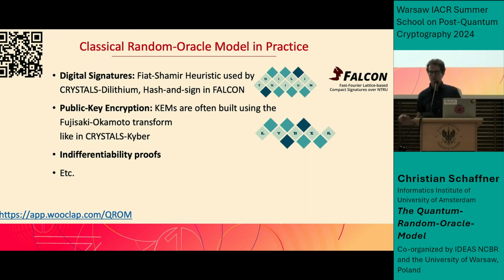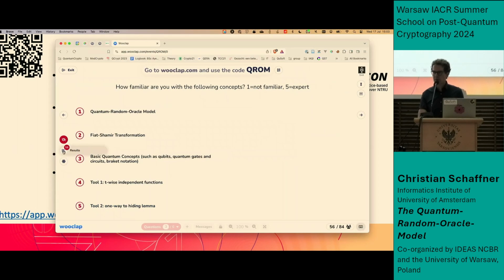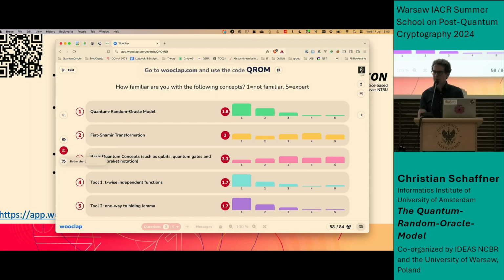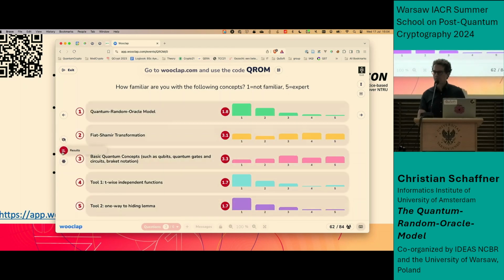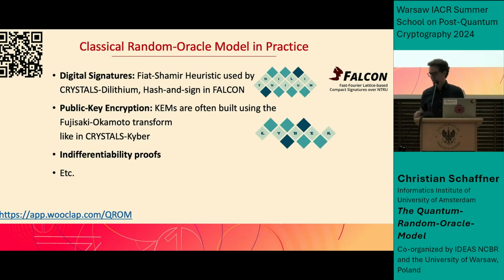Maybe now is a good time to actually show the statistics. Wow, you're back to a lot of people. It's great. I think there's even a radar chart. So you can see that people are quite familiar with basic quantum concepts, which is nice, and this will help for the rest of the talk. At least half of the people have seen the Fiat-Shamir transform. Here you see the actual distribution. But hardly anybody has seen T-wise independent functions, nor the one-way to hiding lemma. So of course, you're going to learn that right now. Interesting.